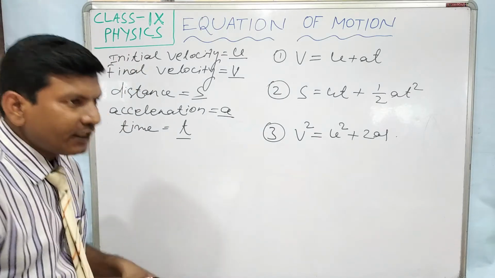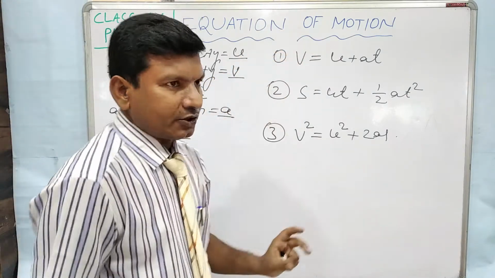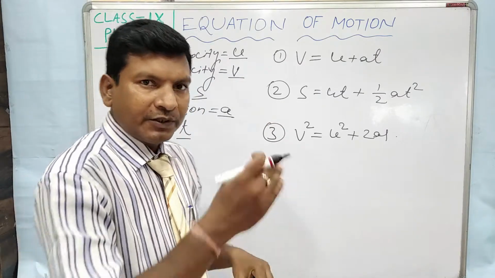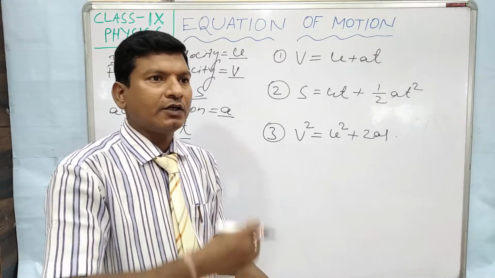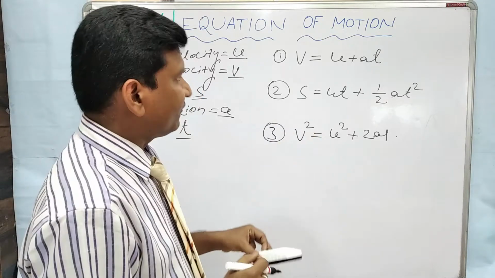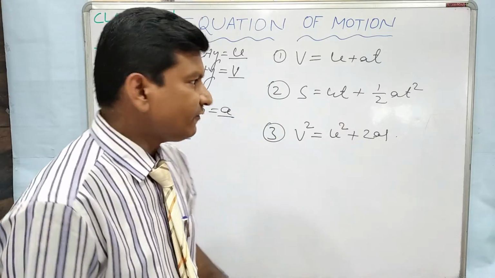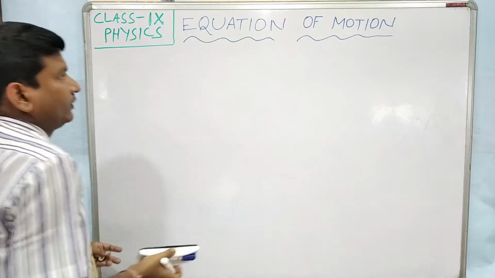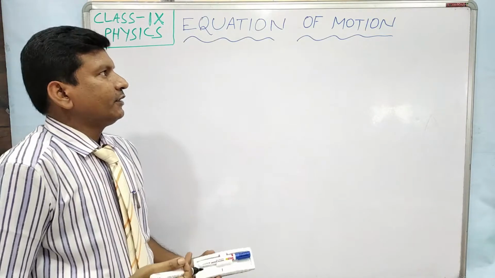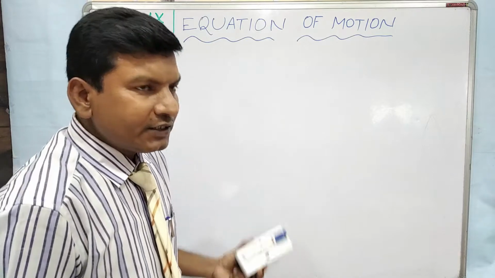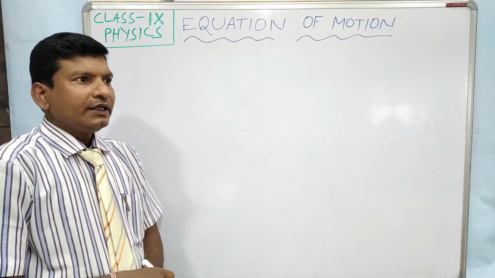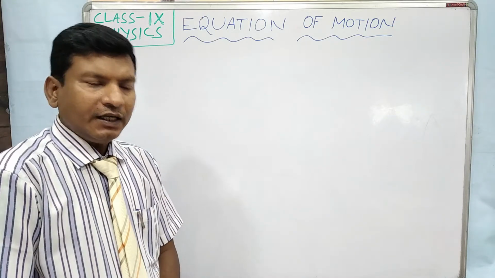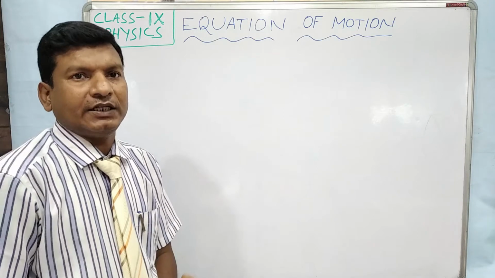So now let us derive these equations of motion by using the graphical method. You must have known in the previous chapter how to draw the graph. So from the graph we will derive these equations of motion. Let us start our derivation. Let us consider a body is moving with an initial velocity u, and in time t the body acquires a velocity of v, and the body is moving with uniform acceleration.